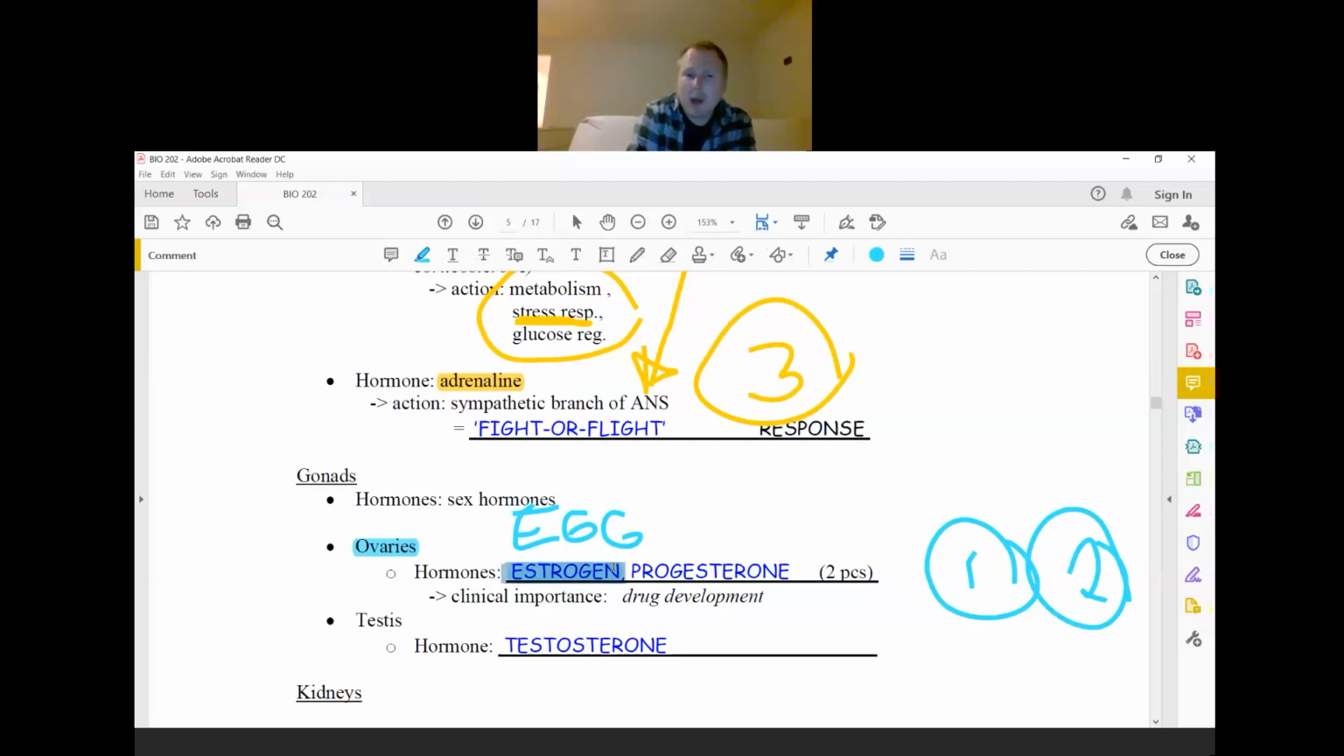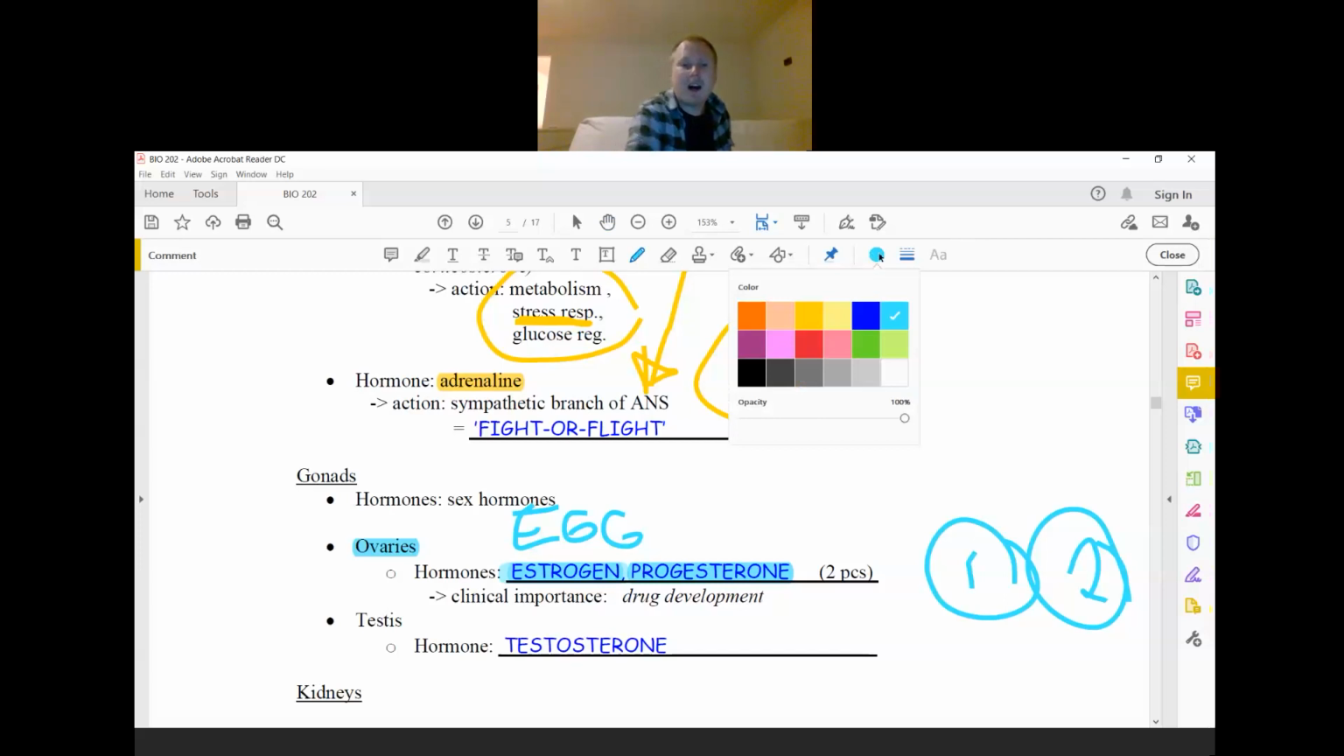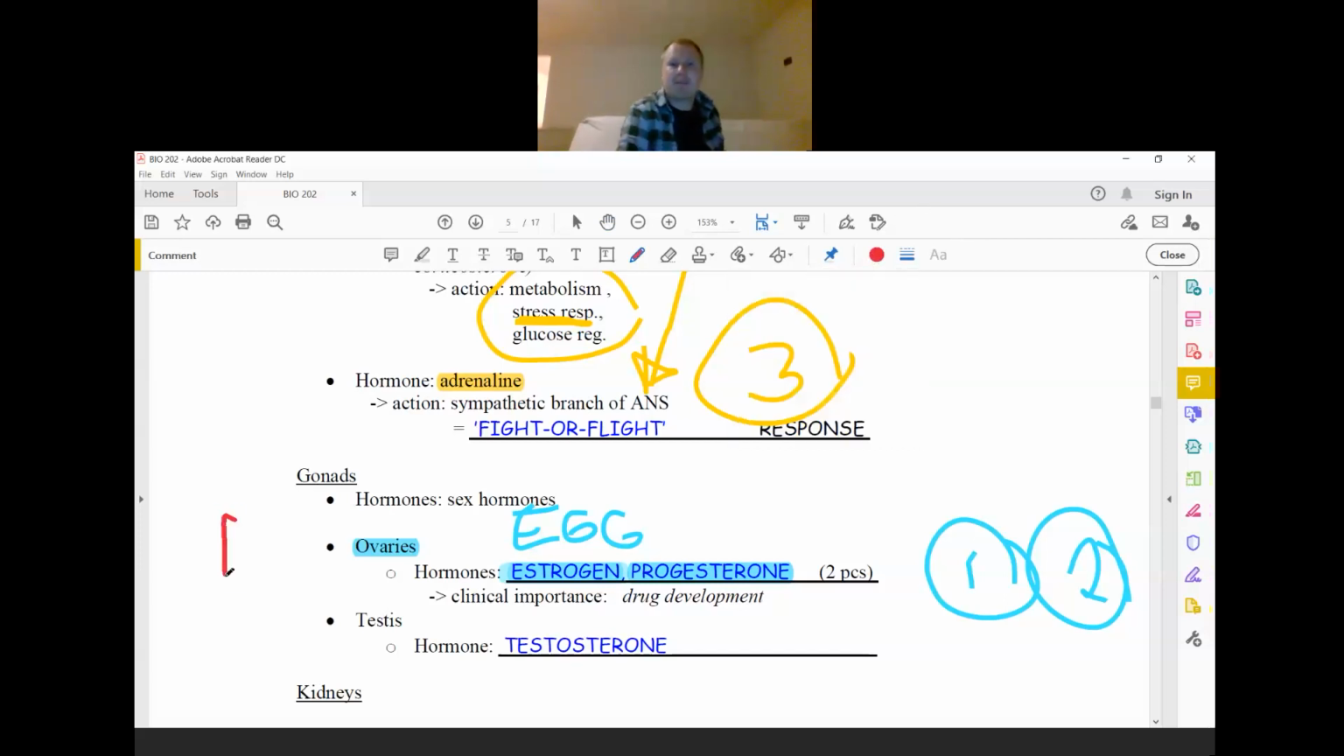And we will talk about those as well when we look at the female reproductive system in a little more detail later on in this course. But at this point, I do want you to be just aware that the two main hormones for the female gonads, so for the ovaries, are going to be estrogen and progesterone.